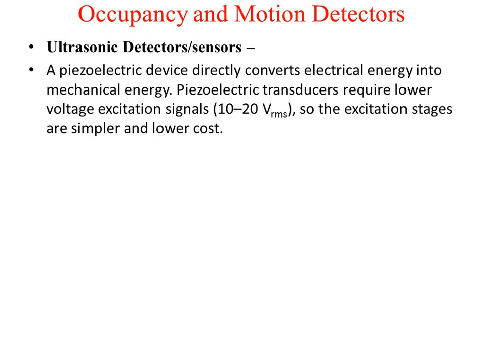So the piezoelectric device converts electrical energy into mechanical energy. We know that whenever you apply a signal or a voltage to the piezoelectric material, it vibrates, and whenever it vibrates, it generates mechanical energy in the form of sound. And these sound waves are propagated. Piezoelectric transducers require a low excitation voltage, as little as 10 to 20 volts. So the excitation stages are simpler and at lower cost. We can achieve lower cost and simpler sensors with the help of piezoelectric devices.